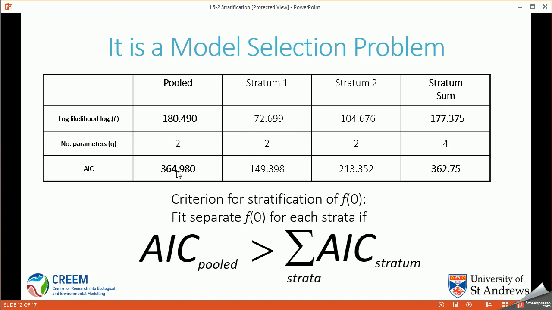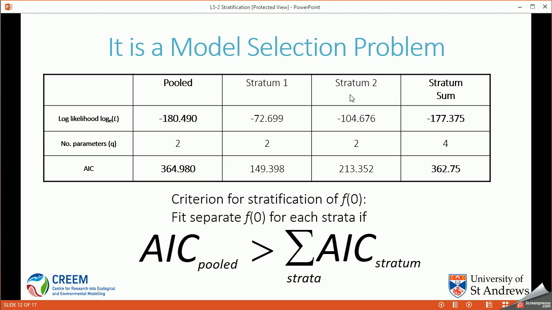And then the AIC we just work out for the pooled data, being this column. We work out as usual, it's just minus twice that plus twice this, which turns out to be 364.9-ish. We can also get an AIC for stratum 1 by doing the same, minus twice that plus twice this, and that gives us this number, 149.4-ish. And similarly in stratum 2, we can do that, and we get an AIC of 213.3. Now, how do we combine? What we want to do is compare this AIC to these two AICs. How do we do that?